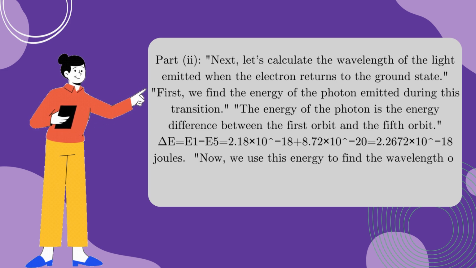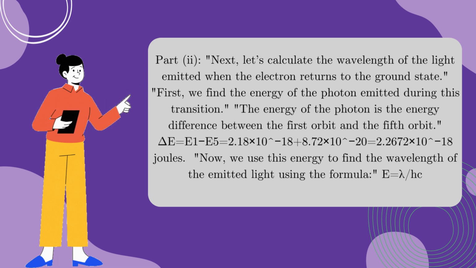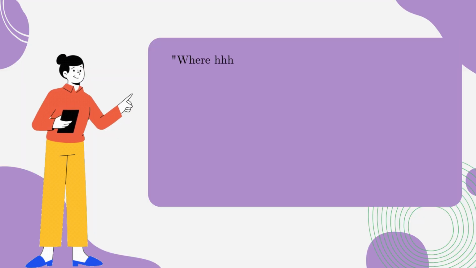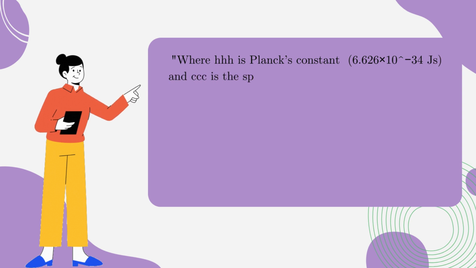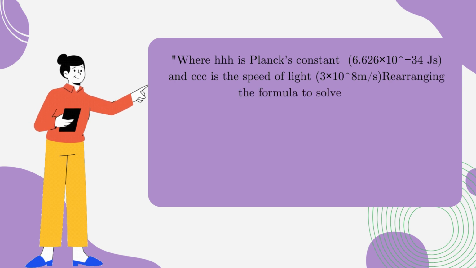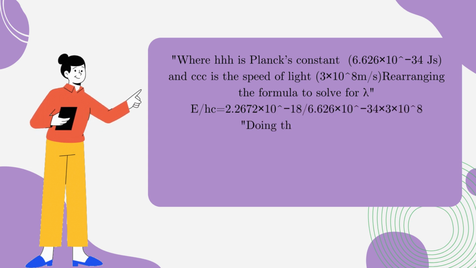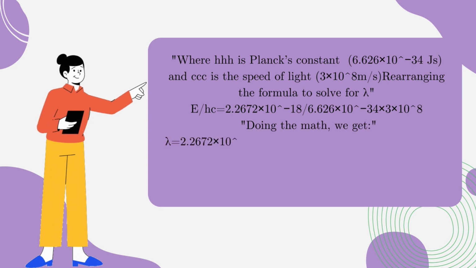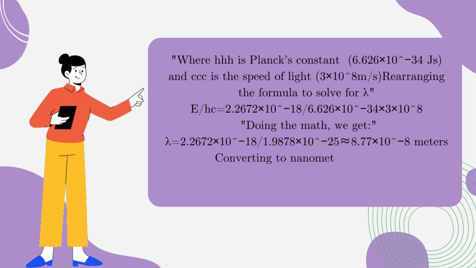Now we use this energy to find the wavelength of the emitted light using the formula E = hc/λ, where h is Planck's constant, 6.626 × 10^-34 J·s, and c is the speed of light, 3 × 10^8 m/s. Rearranging the formula to solve for λ, λ = hc/E = (6.626 × 10^-34 × 3 × 10^8) / (2.2672 × 10^-18). Doing the math, we get λ = 8.77 × 10^-8 meters.